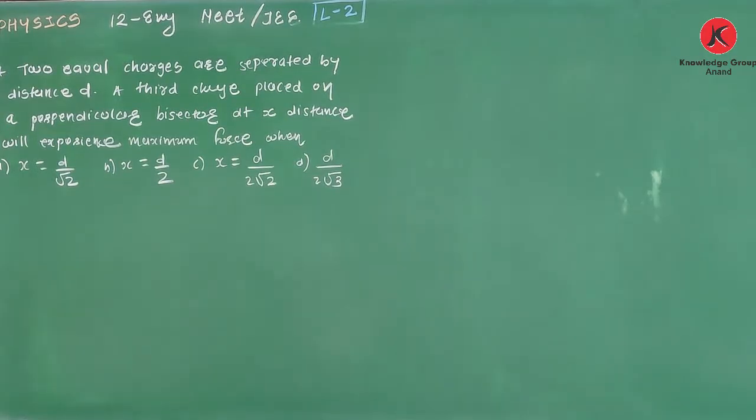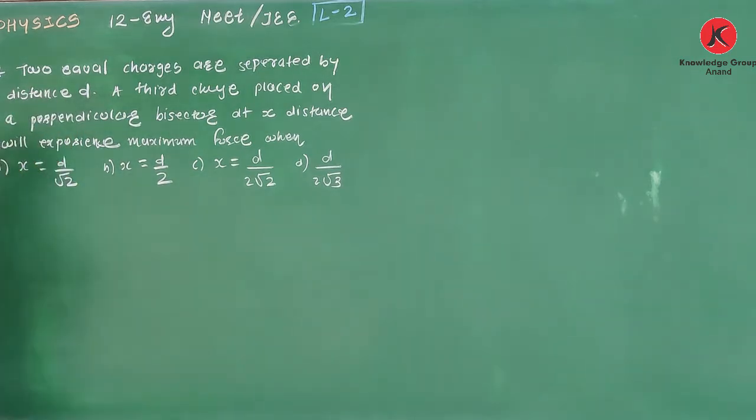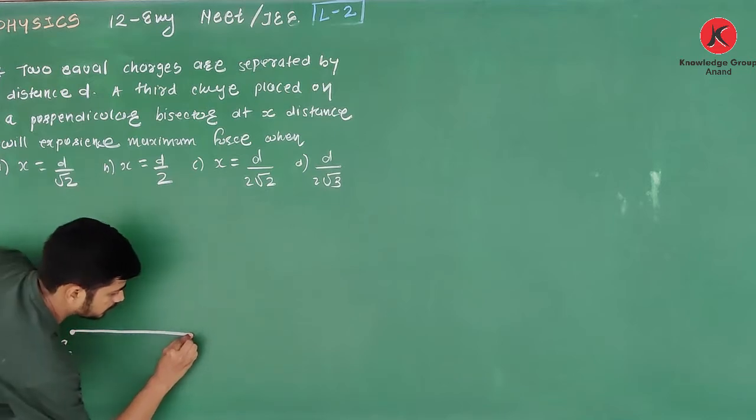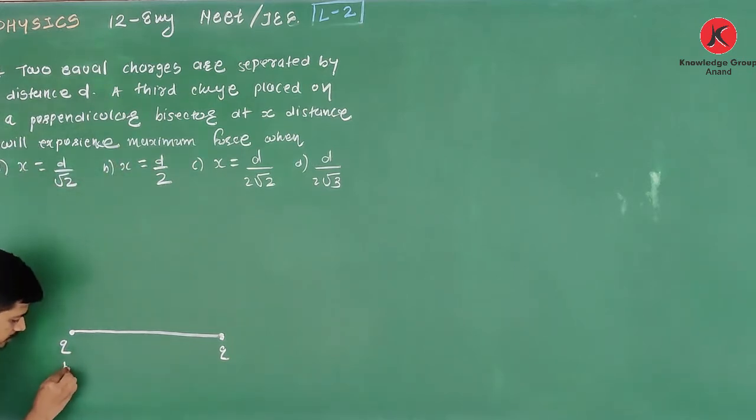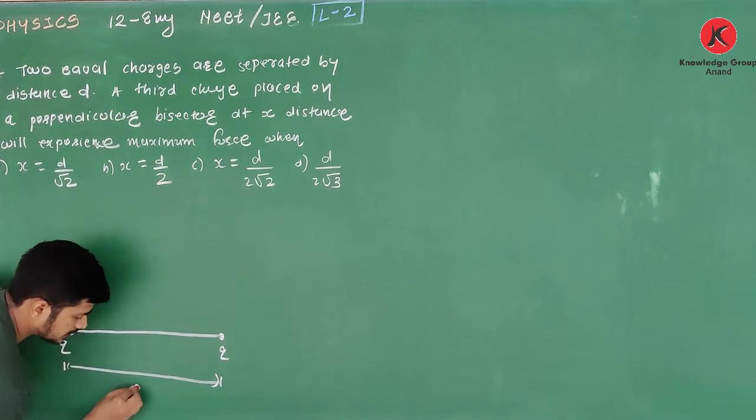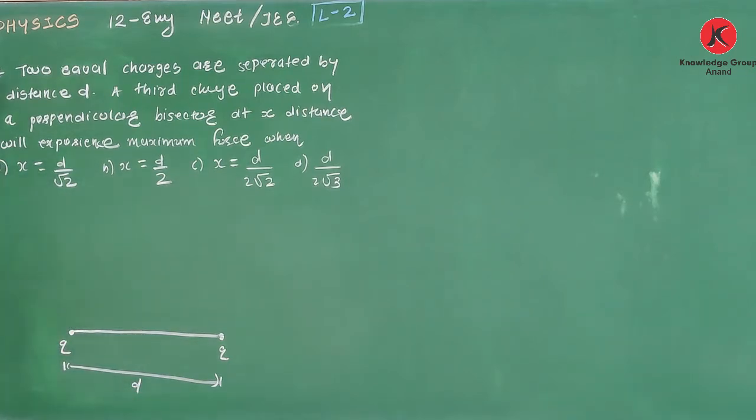Now, next question for you. Two equal charges are separated by a distance d. A third charge placed on the perpendicular bisector at distance x will experience a maximum force when x is equal to... Let's see what the question is here. You are given two charges, q and q, separated by a distance d.